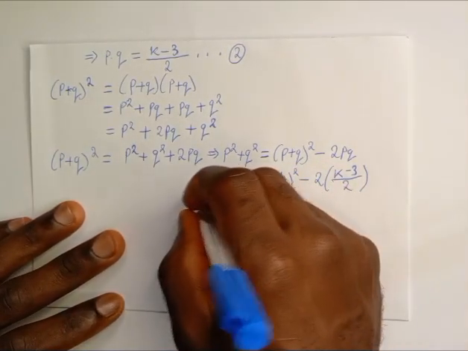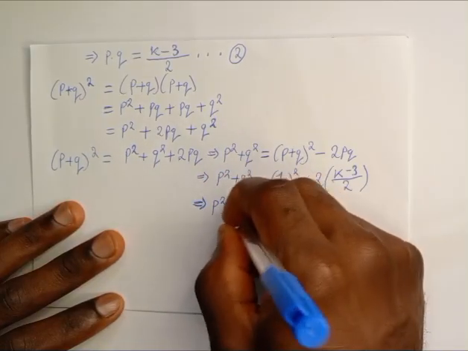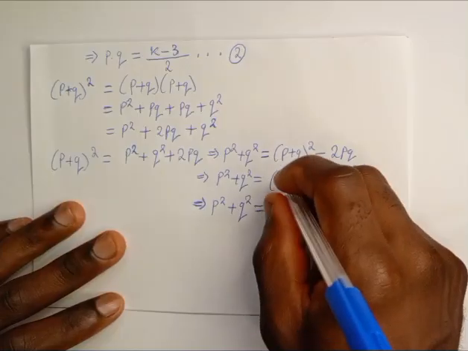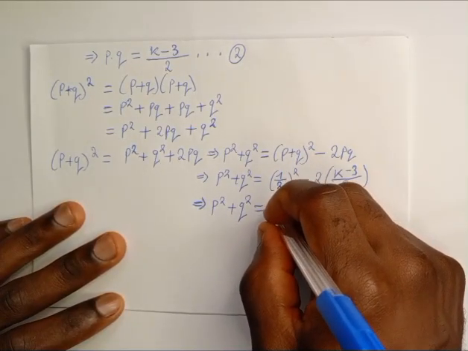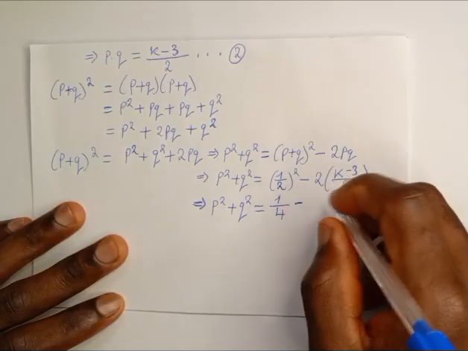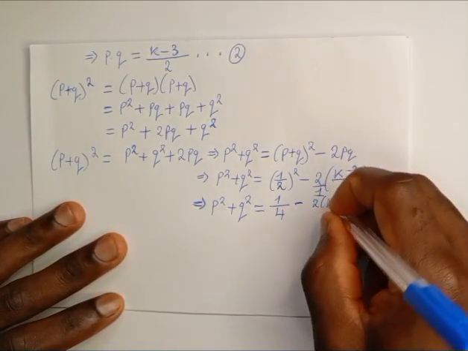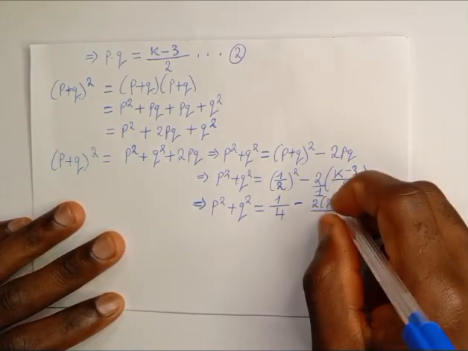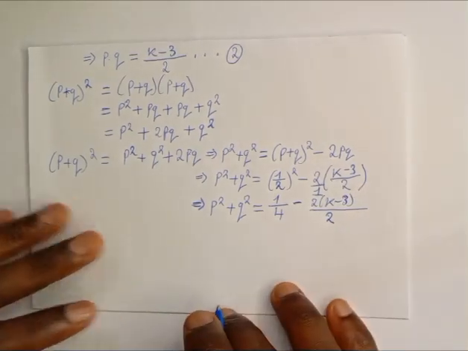And this will give us p squared plus q squared equal to a half squared, 1 squared gives us 1 all over 2 squared gives us 4, minus 2, which can be written as 2 over 1, times k minus 3 all over 2.